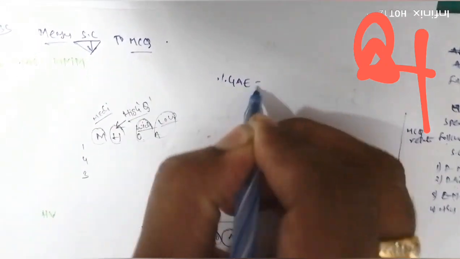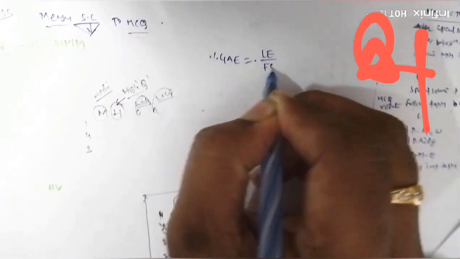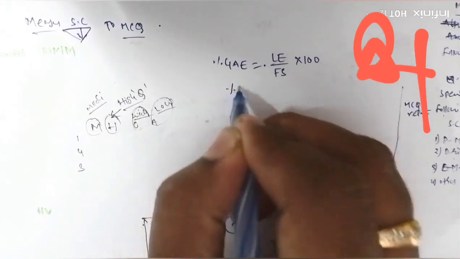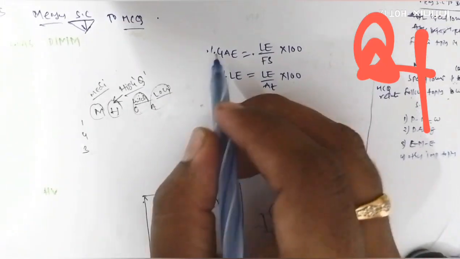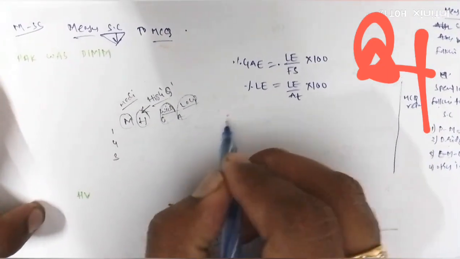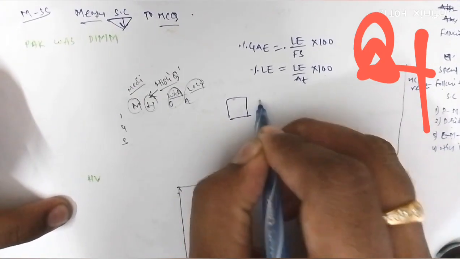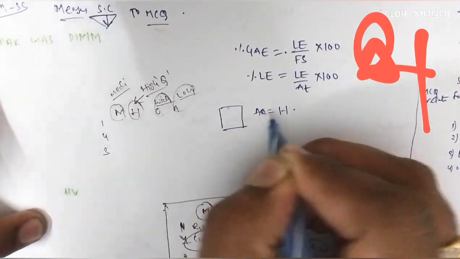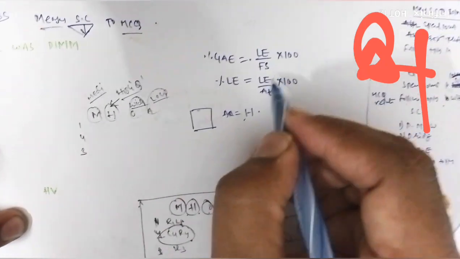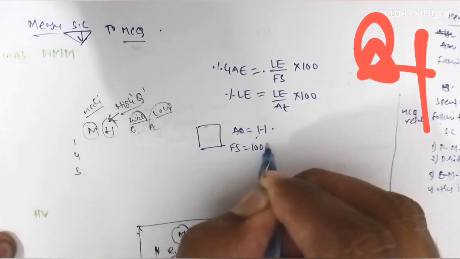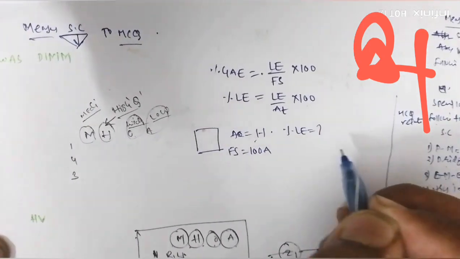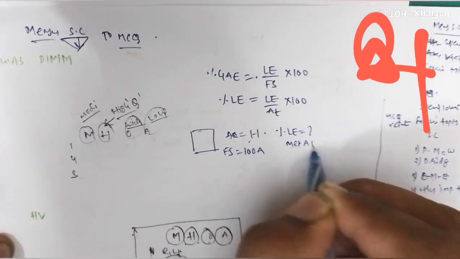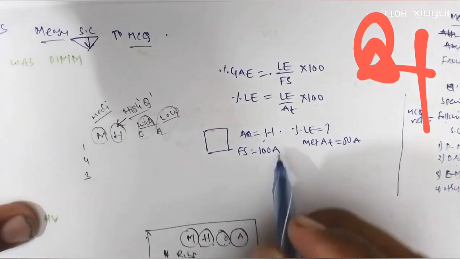Percentage guarantee accuracy error: this formula is limiting error by full scale value into 100. Next, percentage limiting error is limiting error by true value into 100. So we can expect one question from these formulas. How can we solve it by a simple method? Suppose in an instrument they give accuracy as 1%, and full scale value is 100 amps. Then find the percentage limiting error for measurement of a true value like 50 amps. How can we find it?